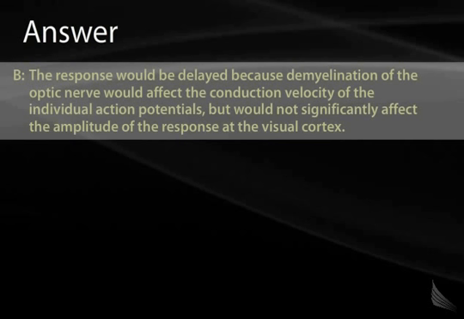This subject likely has optic neuritis, and optic neuritis is an early presenting sign of multiple sclerosis. The loss of myelin that is part of optic neuritis would cause a delayed response in the occipital cortex, but the amplitude of this response should not be altered by a loss of myelin.